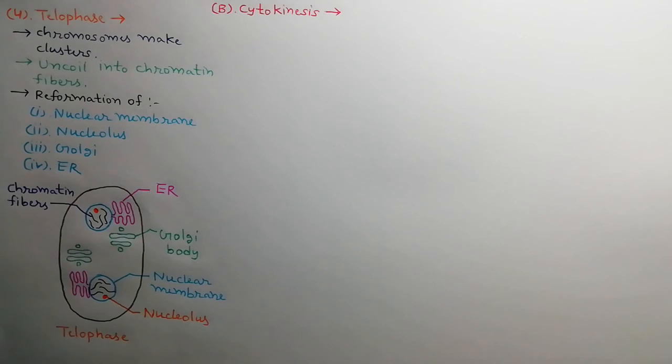Now we will discuss cytokinesis. Cytoplasm is divided in this process. As a result, two daughter cells are formed. It starts in the telophase stage of karyokinesis.